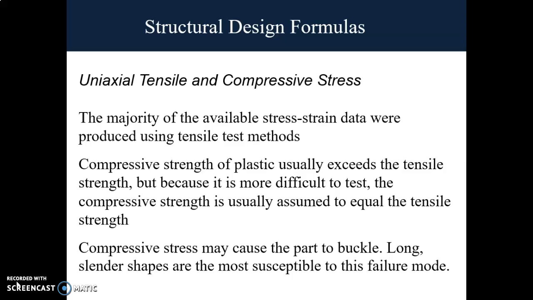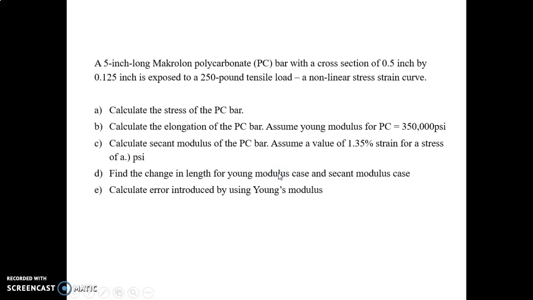Dekat slide ni kita ada beberapa calculation yang awak boleh cuba buat lah. First, ni adalah soalan berkenaan dengan tensile stress and strain. So given a 5-inch long Makrolon polycarbonate bar with a cross section of 0.5 inch by 0.125 inch is exposed to a 250-pound tensile load, which produces a non-linear stress strain curve. Okay, try kira first stress of the PC bar.